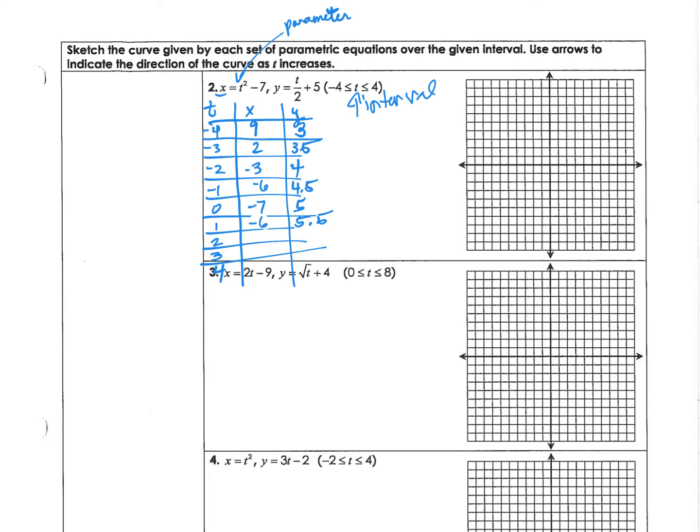So -6, 5.5, -3, 6, 2, 6.5, and 9, 7. Okay? Yes? All right. So now we have to graph all of these.